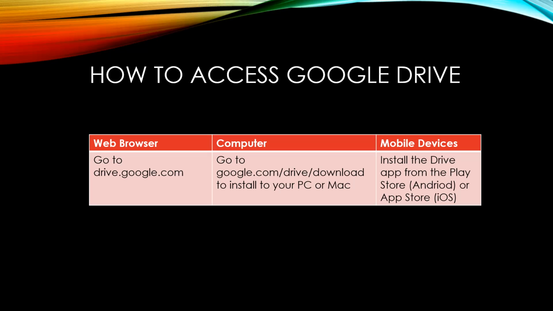The second option is you can install it onto your computer, whether it be a Mac or a PC. So to do that, you would go to google.com/drive/download. And once you get to the screen, you will see two options. One says download Google Drive for individuals and the other download Google Drive for a business. So obviously, if you're using it for personal reasons, you would choose the one that says individual.